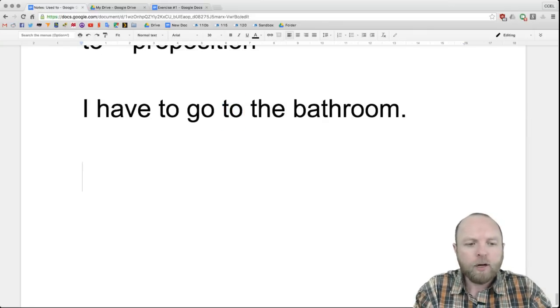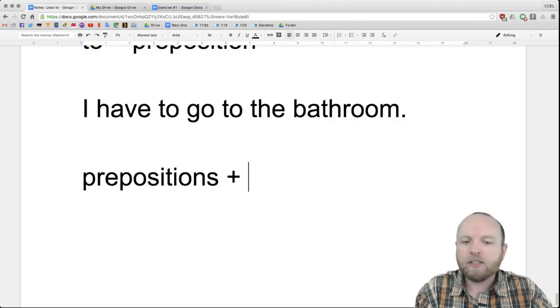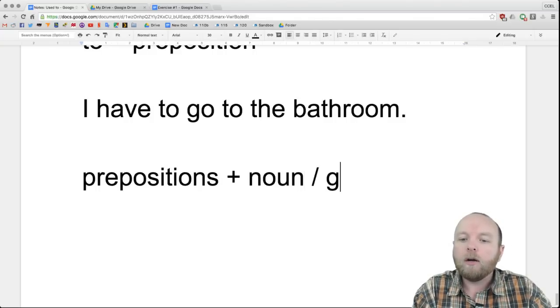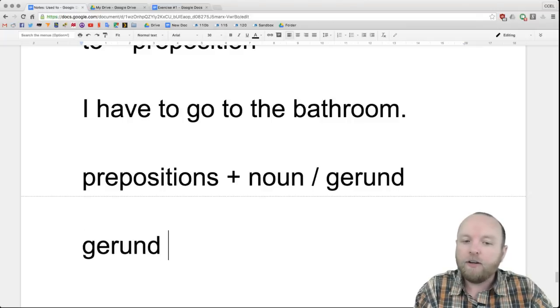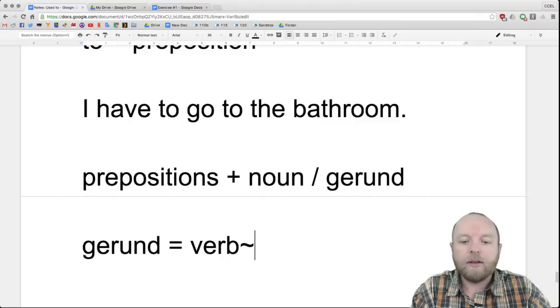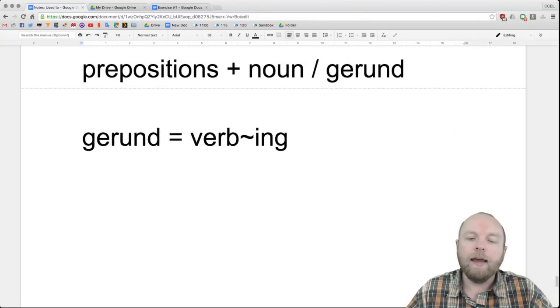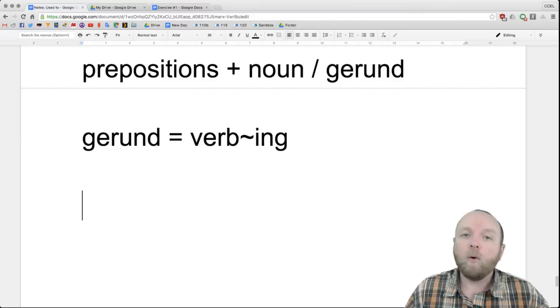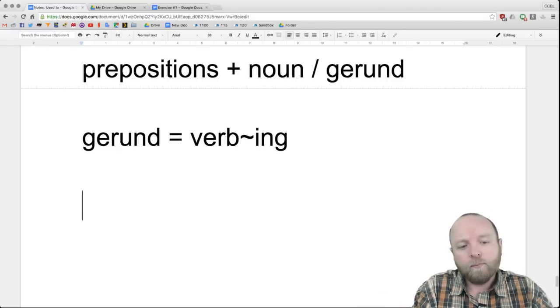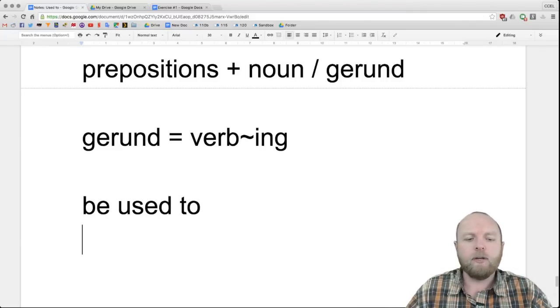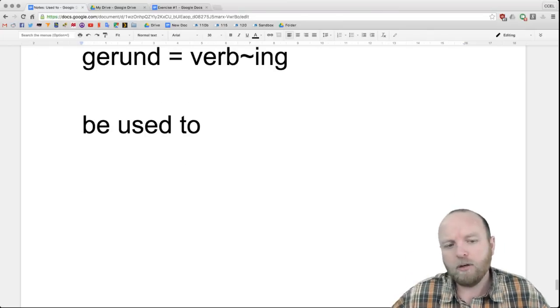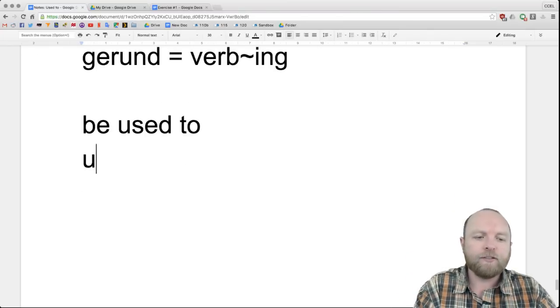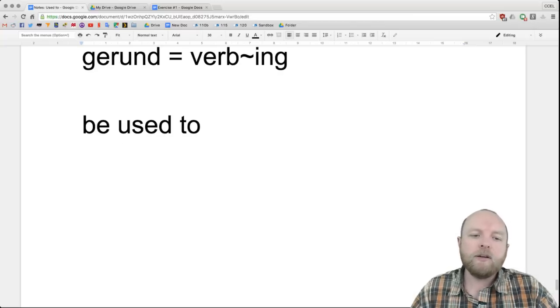So, prepositions, oh, I hate typing this word. Prepositions, we can have prepositions plus a noun or a gerund. A gerund, if you don't know, is a verb with ing. This is a rule in English. Use a preposition with a noun or a preposition with a gerund. So, we have be used to in English. Be used to is different than used to. Be used to, this is a preposition.